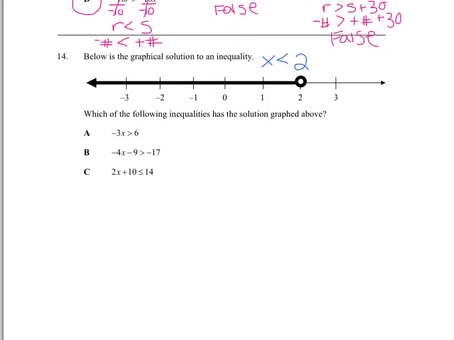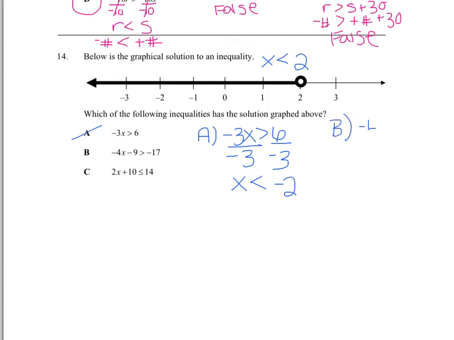So what I'm really looking for is to see which one of these inequalities gives me a solution of x is less than 2. So if we start with A, we have negative 3x is greater than 6. I'm going to divide both sides by negative 3. And because I divided by a negative number, I need to switch the inequality sign, and I get x is less than negative 2. Well, that's close, but not exactly what I wanted.